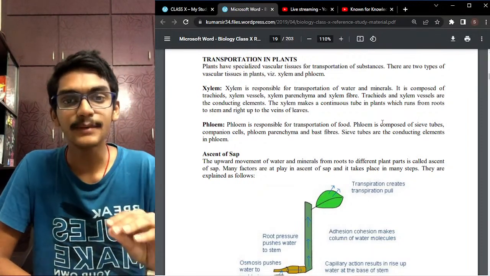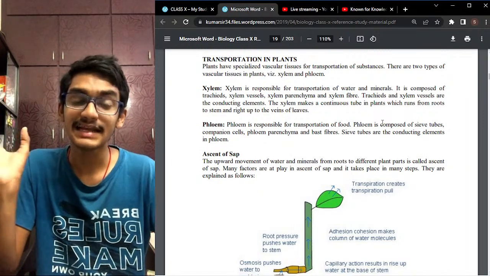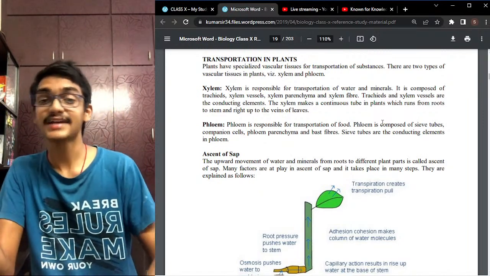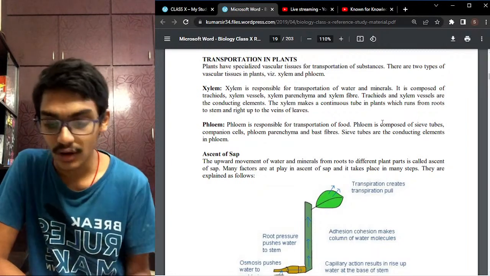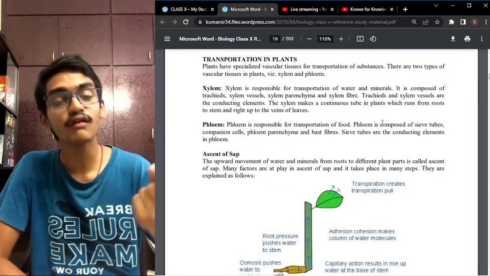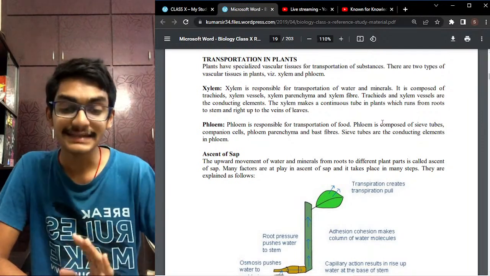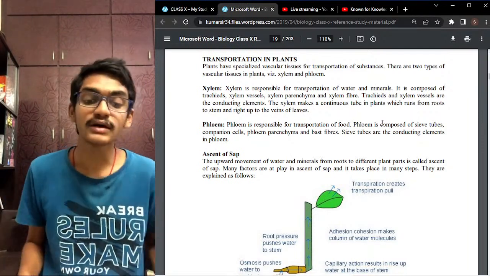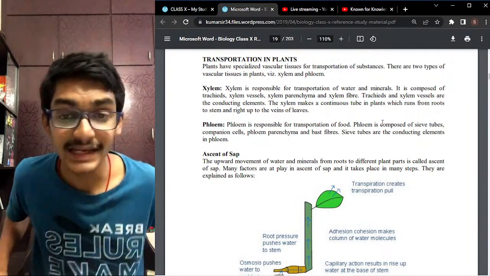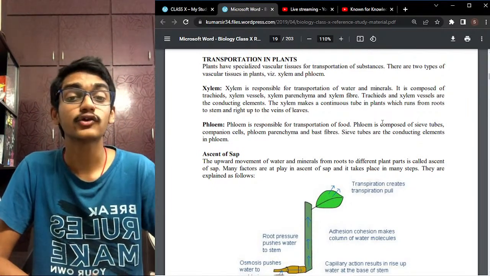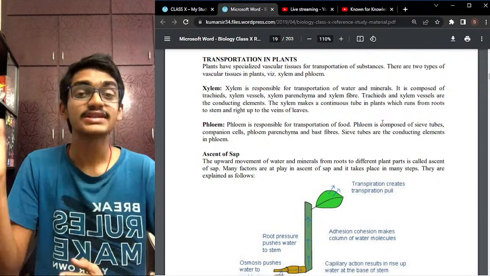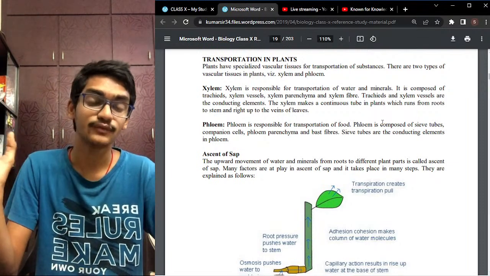Now I think you have an understanding of how unicellular organisms transport substances inside their body. It is simply by the process of diffusion. Now let us understand how transportation occurs in plants. It is mainly carried out by two different tissues, the xylem tissue and the phloem tissue.